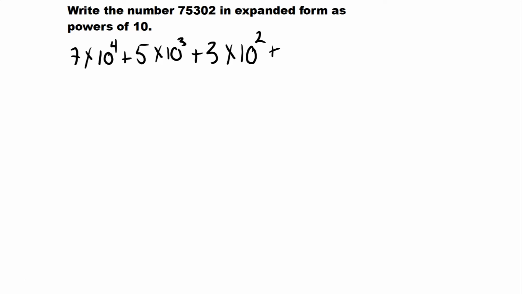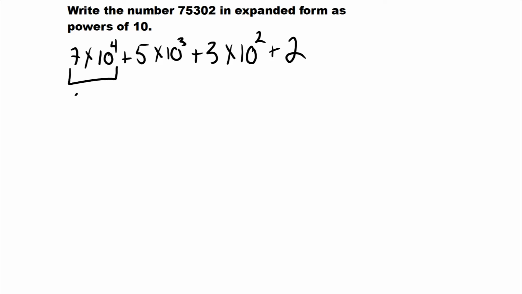Let's try writing out the number 75,302 in expanded form as powers of 10. So we start off with 7 times 10, and we want to know what exponent to put on the 10. Well, we can see that there's 1, 2, 3, 4 place values following the 7, so we're going to do 7 times 10 to the fourth, plus 5 times 10, and since there are only 3 place values after the 5, we're going to put times 10 to the third, plus 3 times 10 to the second, plus 0, so we can just ignore the 0, and then plus 2.